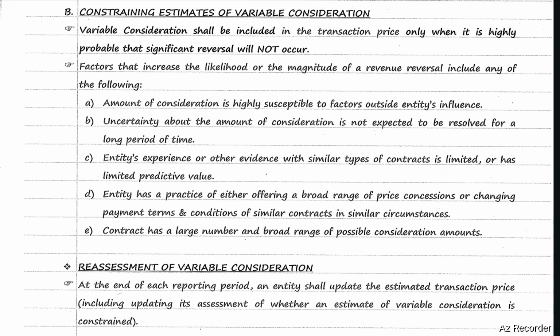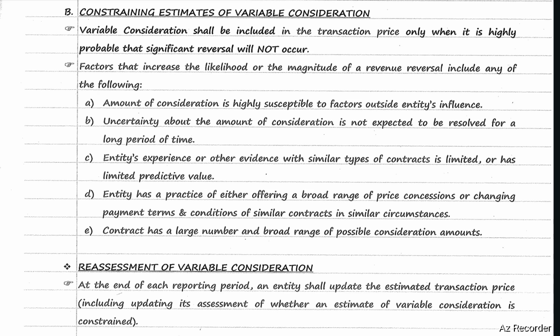An entity has a practice of either offering a broad range of price concessions or changing payment terms and conditions of similar contracts in similar circumstances. Or the contract has a large number and broad range of possible consideration amounts. These are the factors that increase the likelihood, that means probability, or the magnitude of revenue reversal.